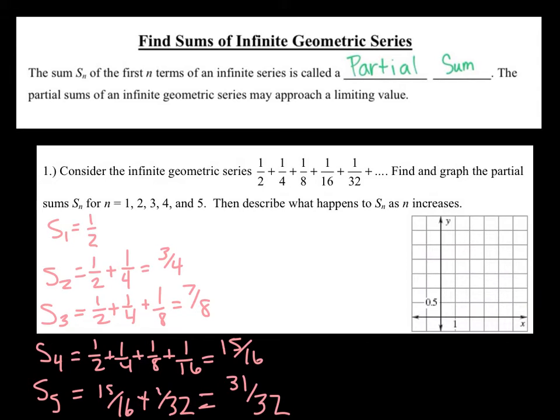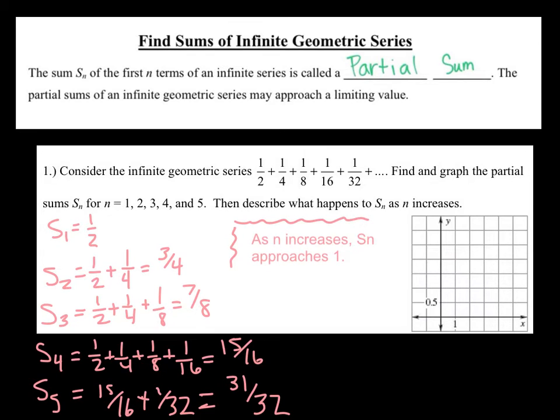So as our term numbers get higher and higher, we started at 1/2, then we get to 3/4, and now we're down to 7/8, and then 15/16, and then 31/32. Your value for your sum is getting closer and closer to 1. So as n increases, as your term number increases, S of n, or your sum, approaches 1.